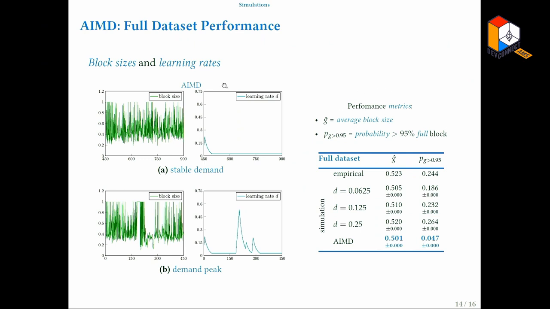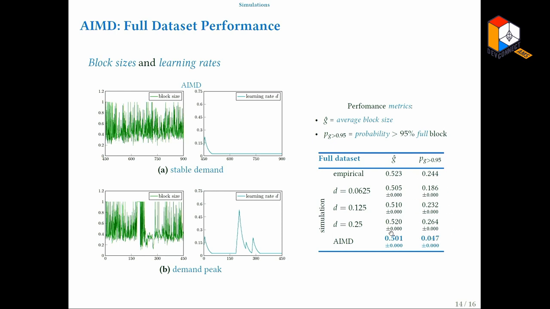We have two performance metrics. So we see here in the figures the block sizes produced by AIMD during stable demand. We see fewer oscillations, fewer full blocks, and much fewer empty blocks. And also here during the demand peak. An interesting metric here in the performance is that we implemented the current EIP 1559 with a small step size and with a large learning rate or step size. In all these cases, we had quite a large amount of very full blocks, so blocks more than 95% full. But with the AIMD, we had a very low number of this kind of blocks.